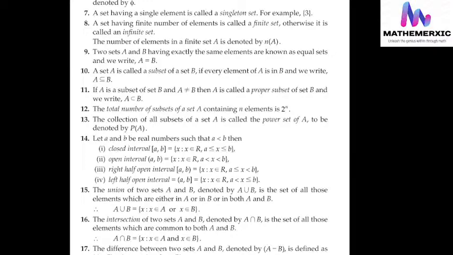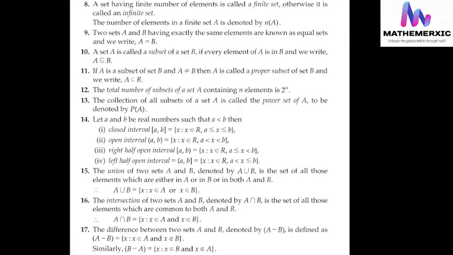We use the fact that the total number of subsets of a set A containing n elements is 2 to the power of n. So that is the number of subsets for any set A. The collection of all subsets of A is called the power set of A, denoted by P(A).